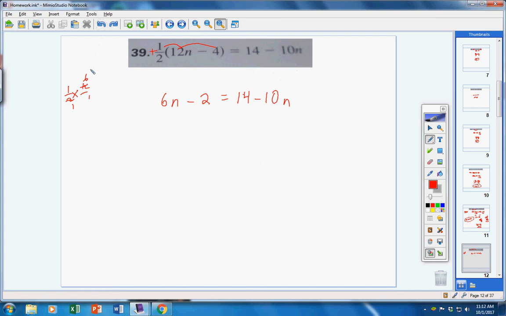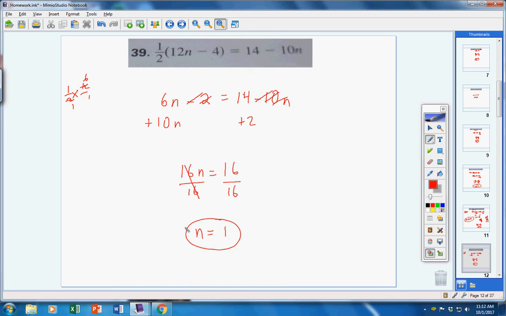Now next, eliminate fractions. There are none. And by the way, if you're trying to eliminate fractions first, there's a very good chance you'll miss the problem. Please don't do that, okay? Alright, next, let's move our variable terms to one side, our constant terms to the other, and I get 16n equals 16. Now, divide both sides by 16 to get the variable by itself. 16 over 16 is 1, and that is the answer.